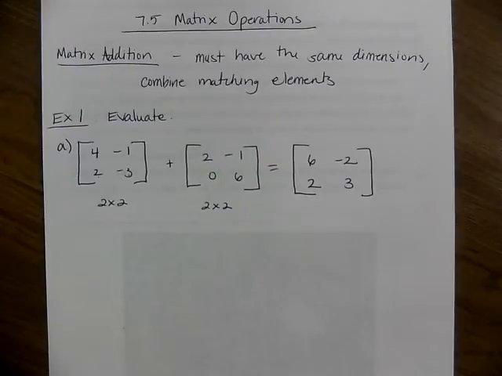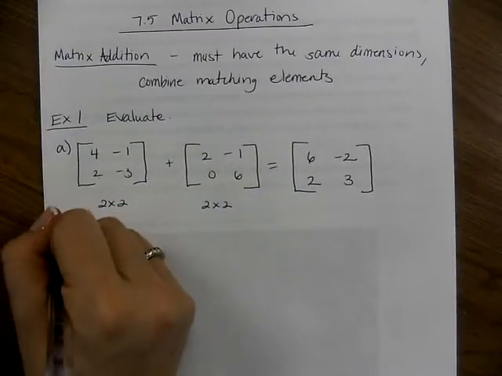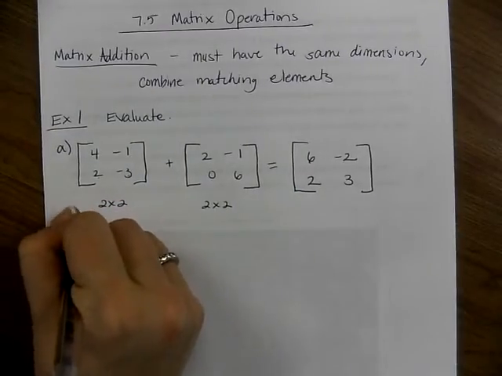Now, what if I put a subtraction sign there? Same thing, right? But you've got to be careful because you could lose a negative. So just be careful with your negatives. Do we have to do an example of that? Perfect. Moving on to the next operation. Scalar multiplication.